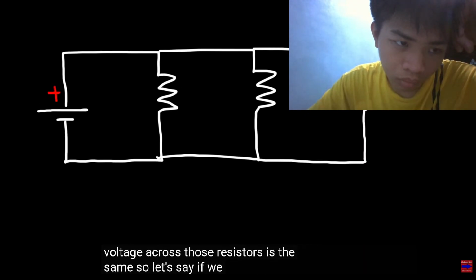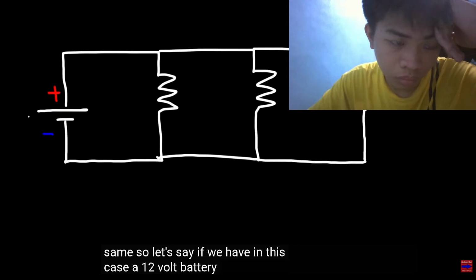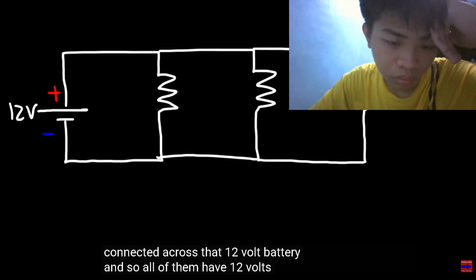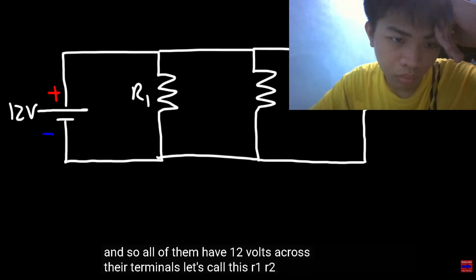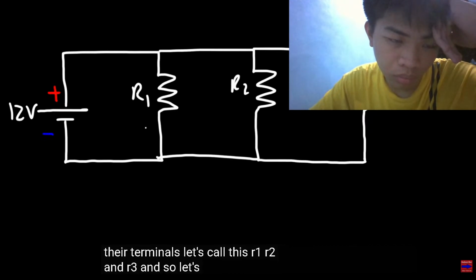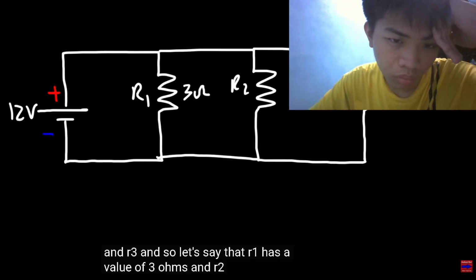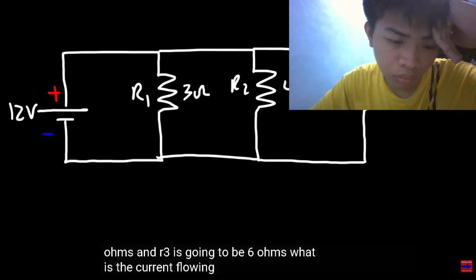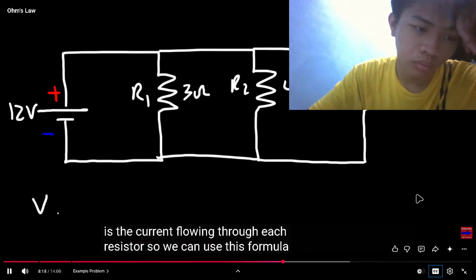So let's say we have, in this case, a 12-volt battery. Each resistor is connected across that 12-volt battery, and so all of them have 12 volts across their terminals. Let's call these R1, R2, and R3. Let's say R1 has a value of 3 ohms, R2 is going to be 4 ohms, and R3 is going to be 6 ohms. What is the current flowing through each resistor? So we can use this formula.